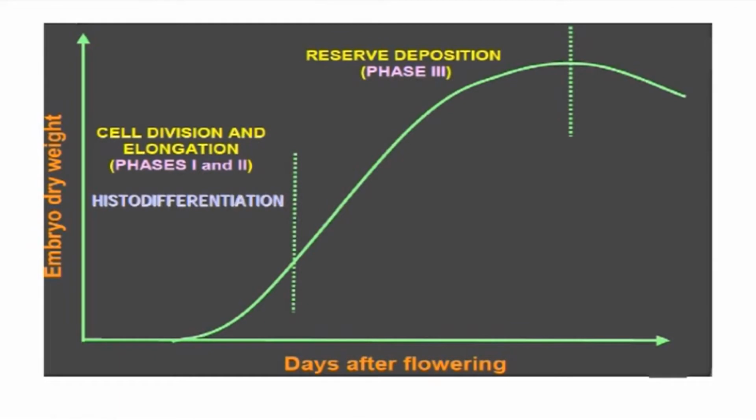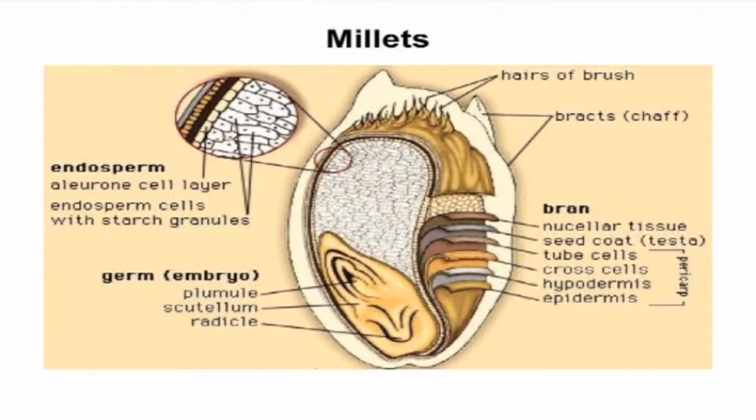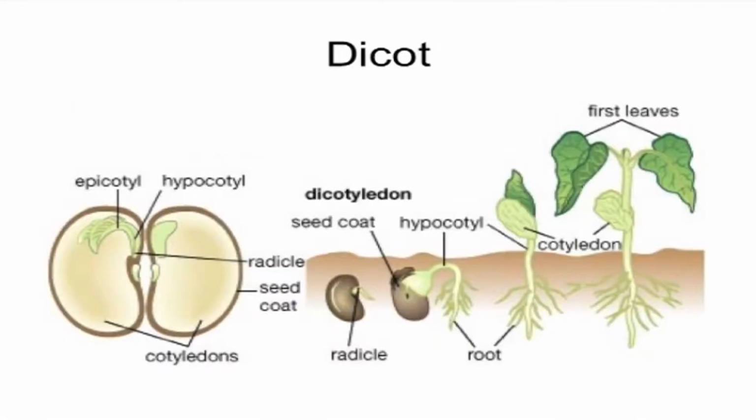In phase 3, reserve deposition takes place as the cell division slows down. In the case of millets, the endosperm is seen to accumulate starch. As starch begins to grow, the cell wall ruptures and endosperm cells harden. In dicots, the endosperm is slowly absorbed in most crops except in castor and in umbelliferae, where it still serves as a storehouse of reserve foods.